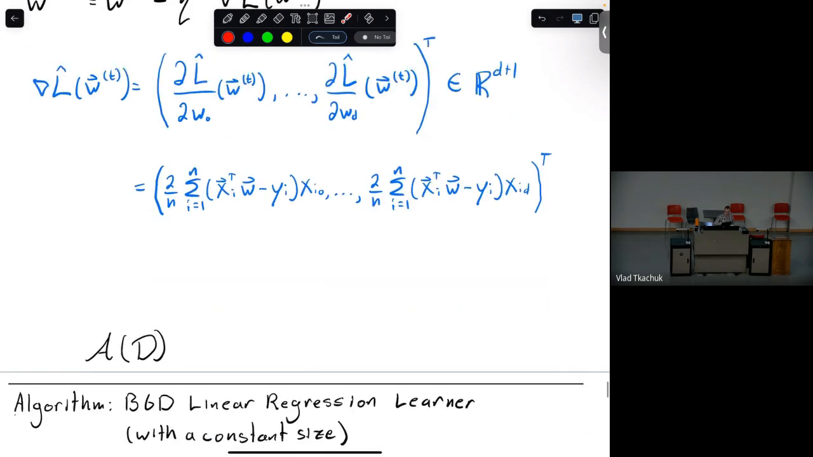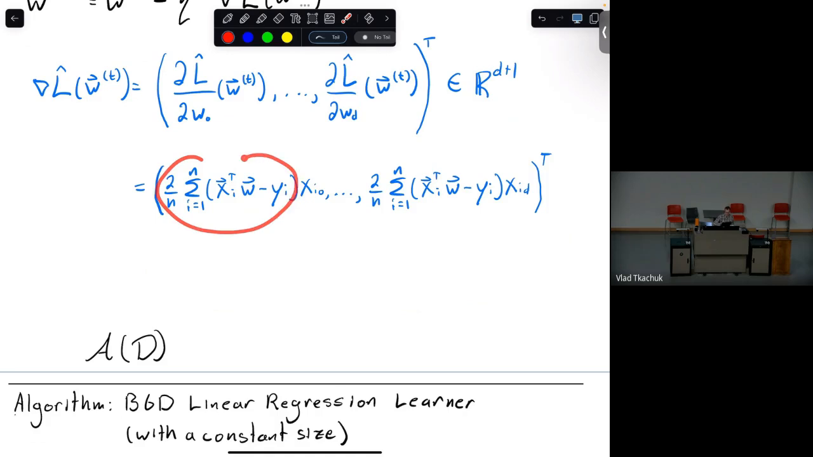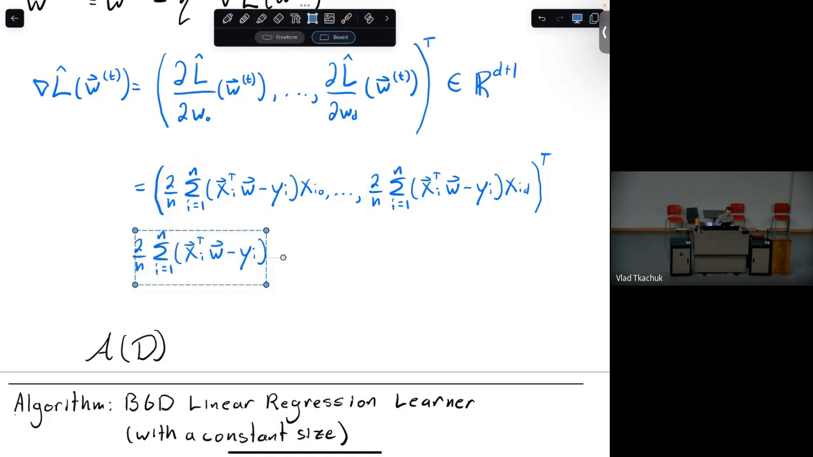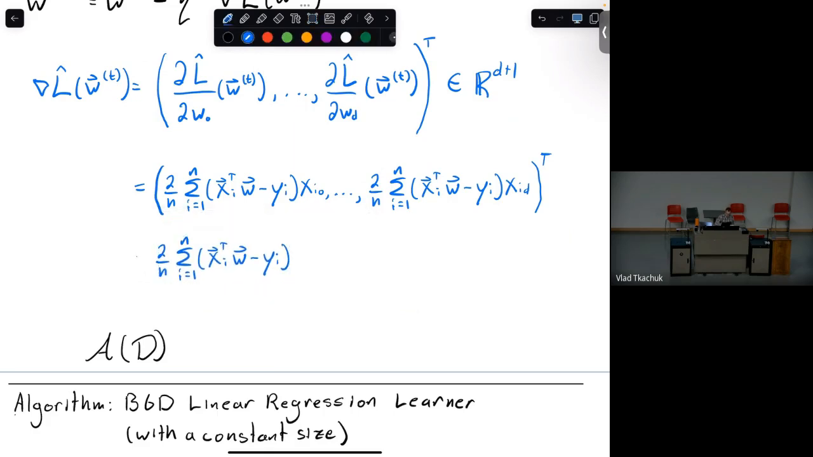I can make this equation even simpler to make it more clear. I can take this term, and notice that it's the exact same term for all of these, right? This is the same as this, and so on. So I write a simplified version of this equation. I factor that out in front as just a constant number. And then what does this thing look like? It's just a constant, multiplied by x_i0 up to x_id, but this thing is exactly the x_i vector.